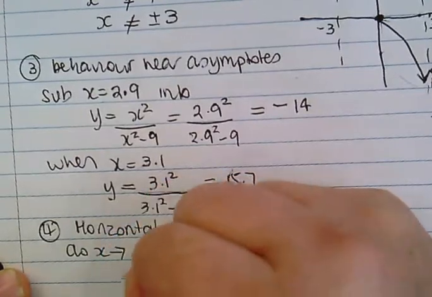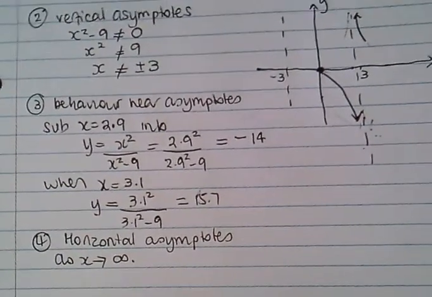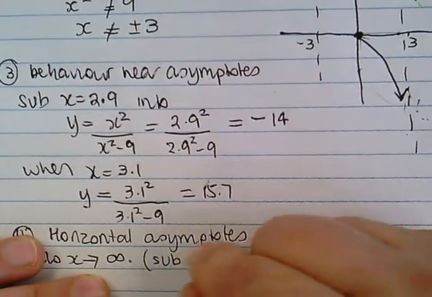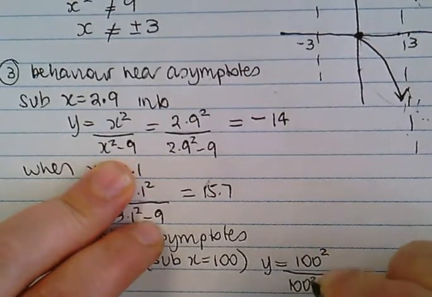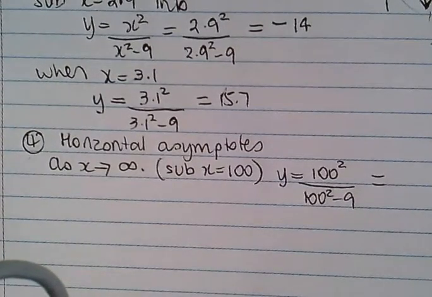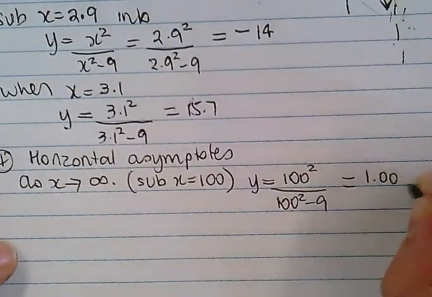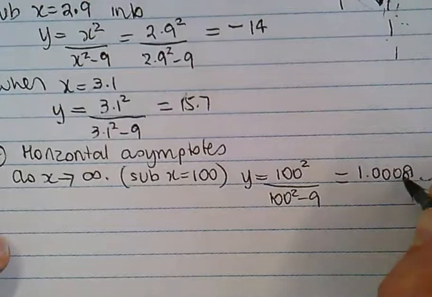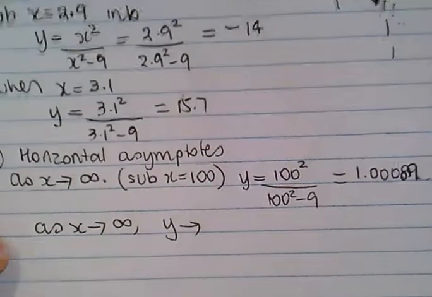As x approaches infinity, you can do the limit as x approaches infinity, but I just substitute a big value. What do you want to substitute? X is what? 100? I'm going to sub x is 100 into the equation. I've got y is 100 squared over 100 squared minus 9. We're going to do this two ways. It comes to 1.0009. It's approaching 1.0009.